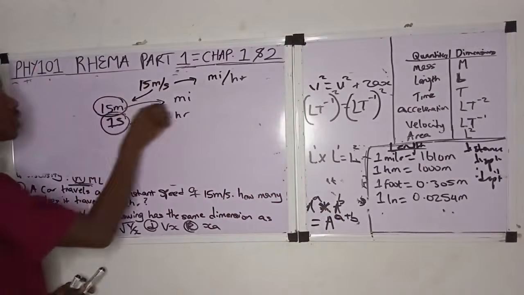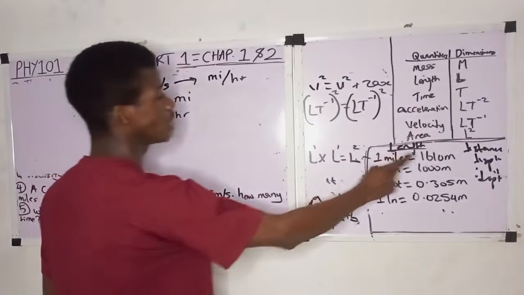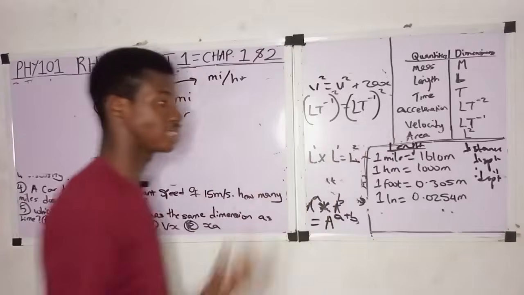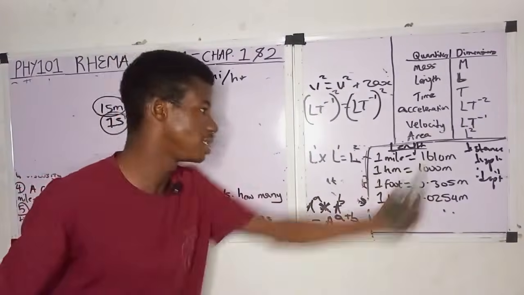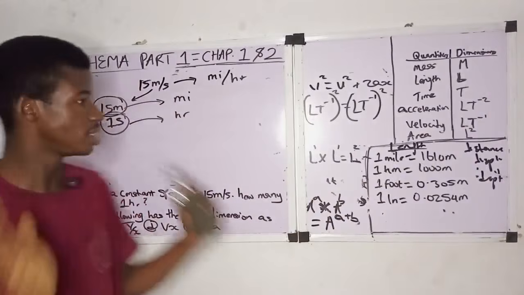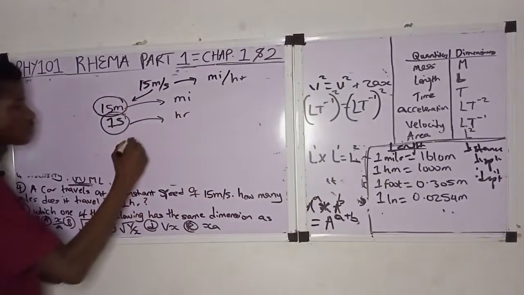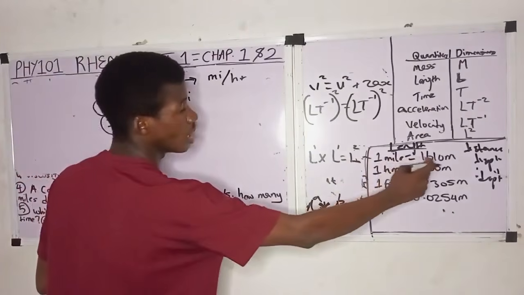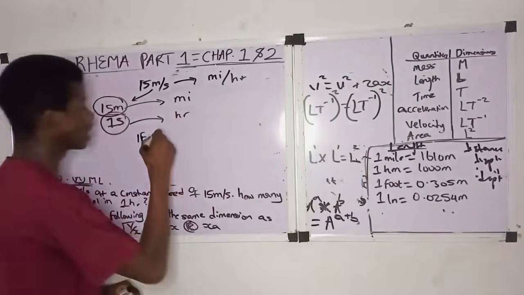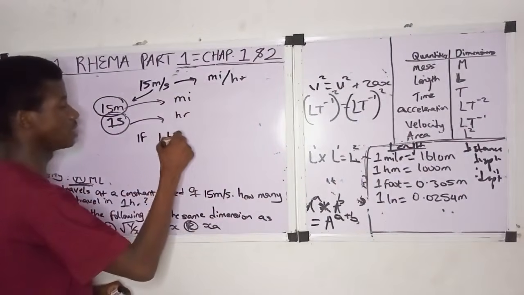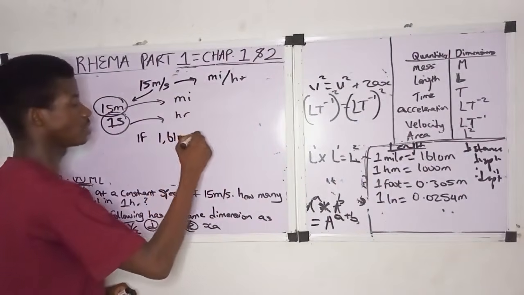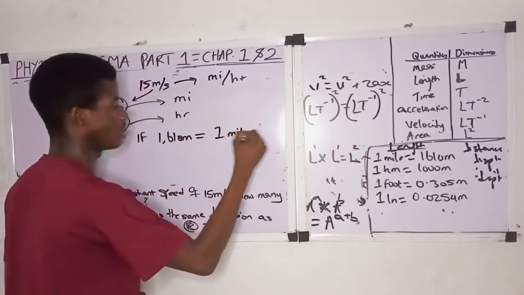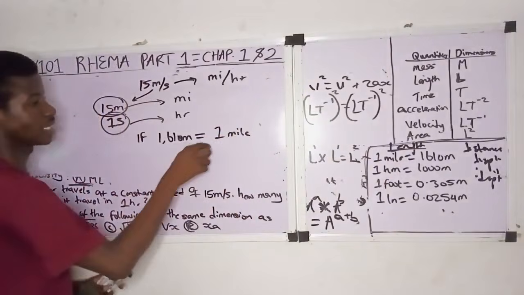We want to convert from 15 meter to mile, right? Now look at it. We use the conversion factor relating to mile and meter, right? How we do that? It's very easy. Just do like this. You say, if 1000 meter is equal to how many mile? 1 mile, right? Yes, 1000 meter is equal to 1 mile.